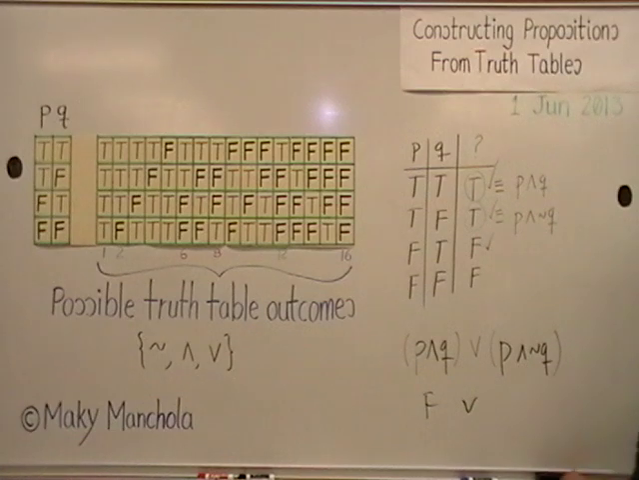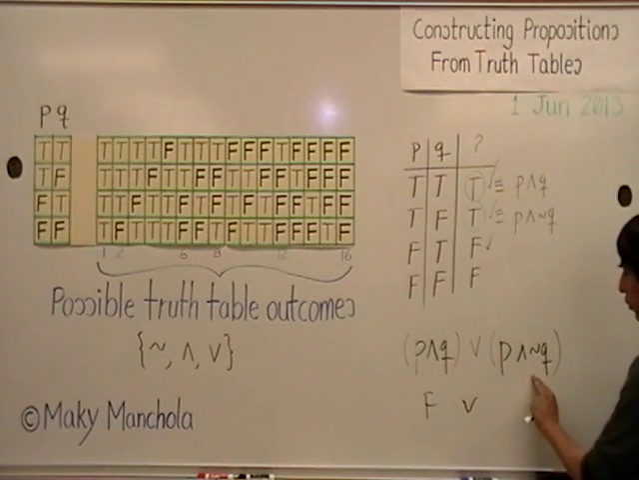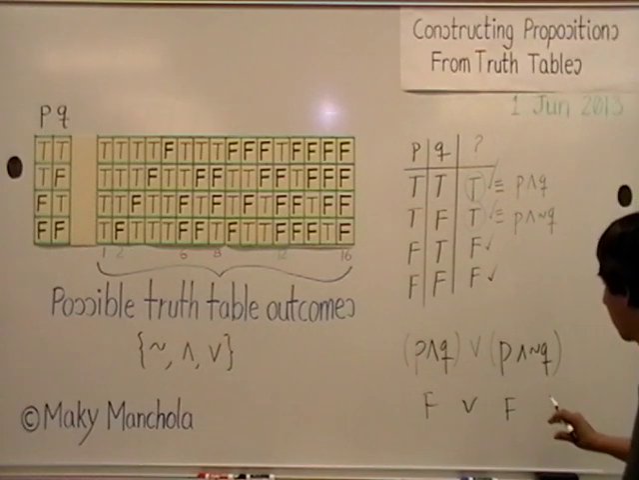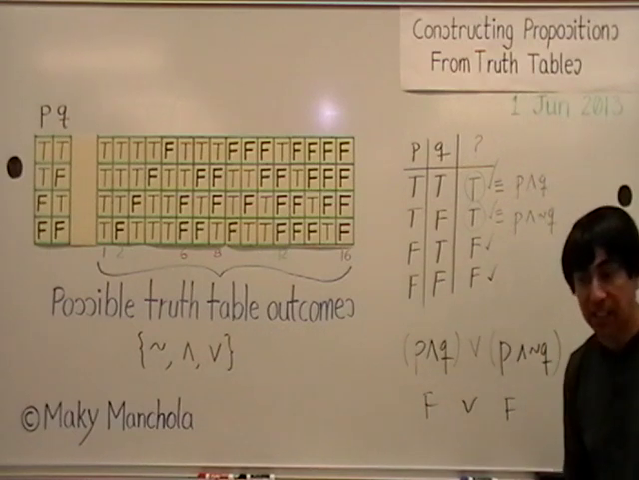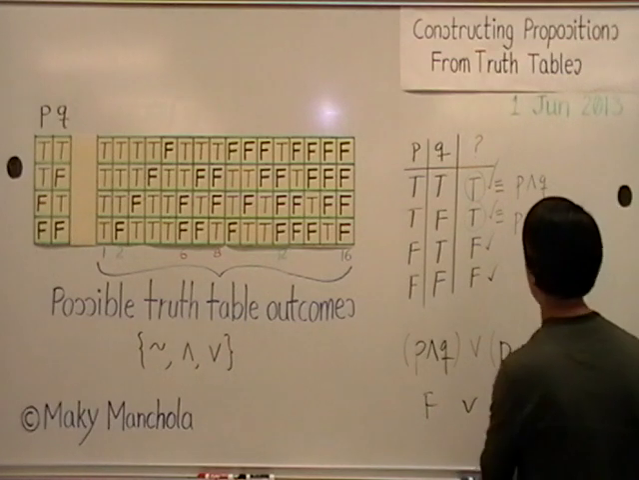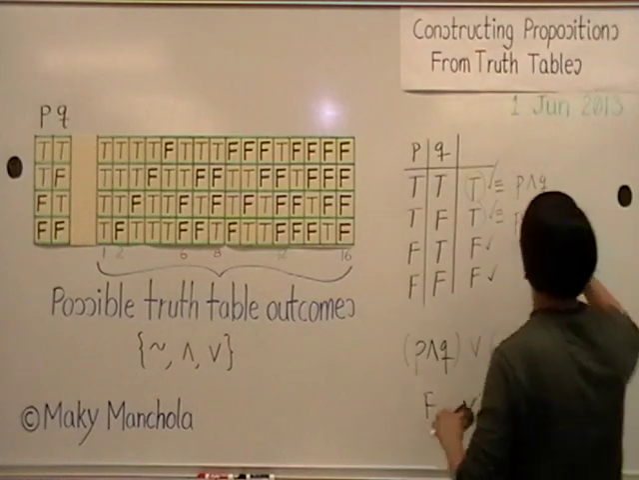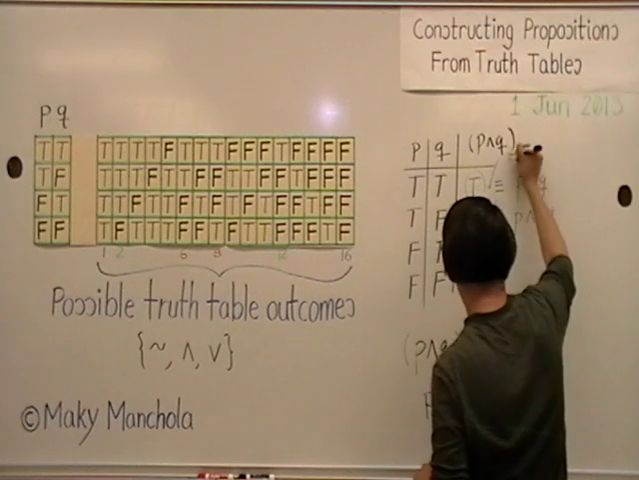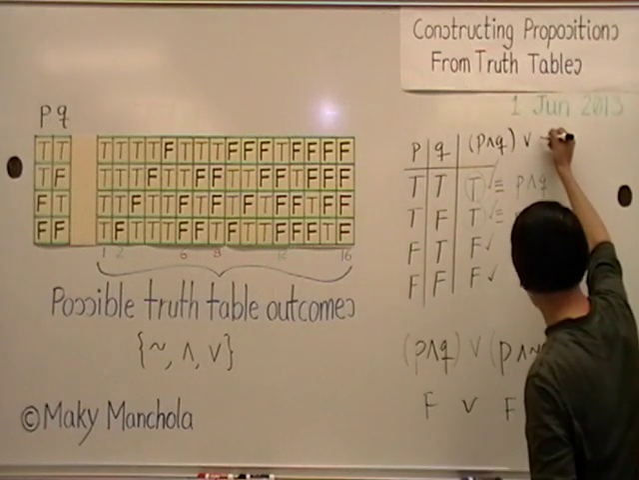P and negation of Q is false, because you have false and true. That's false. As desired. So this technique right now has produced what we were hoping, a proposition that produces this truth table. So we'll enter it here. Now this is a partial result.